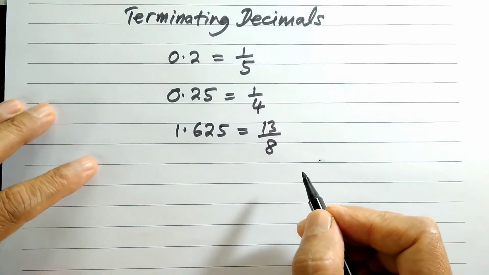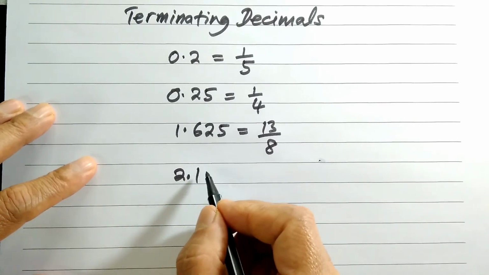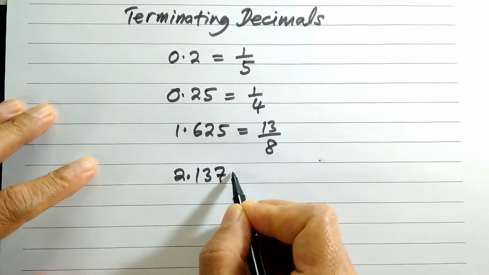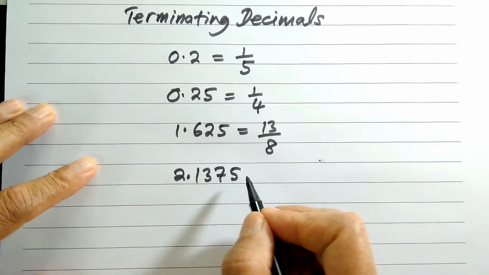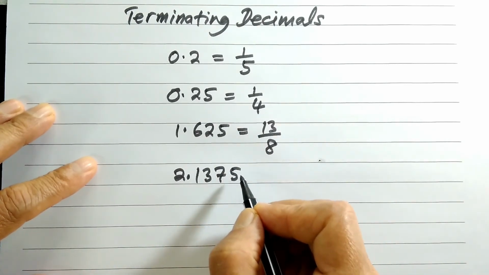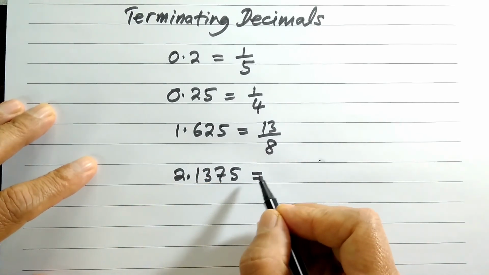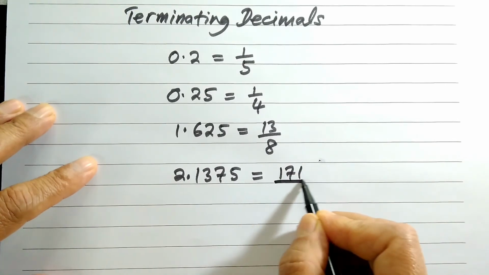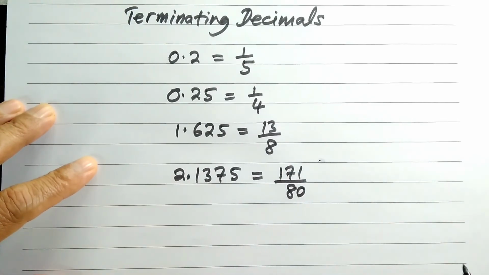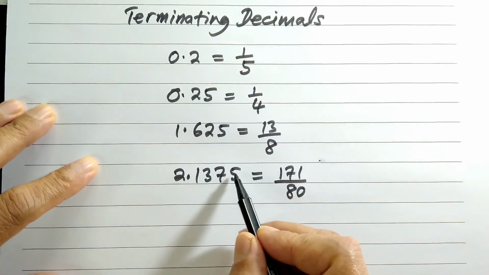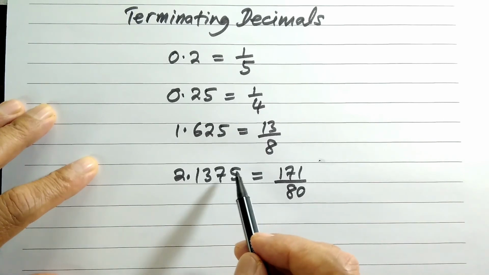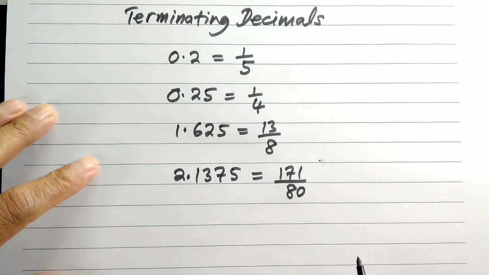Now, let's give the last one, 2.1375, for example. After 5, there is no other digit. It means it terminates, it stops. Therefore, this decimal represents a rational number. Actually, it is equal to 171 over 80. That's how to decide whether a decimal represents a rational number or not. If it stops after a certain point, then we say that decimal actually represents a rational number.